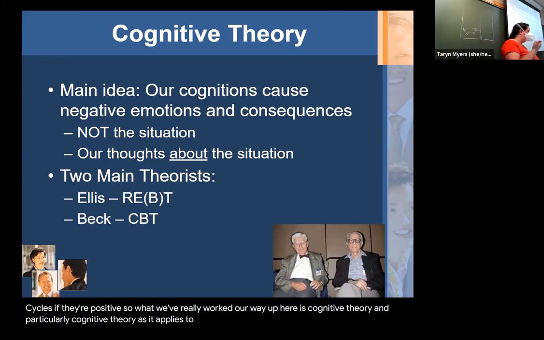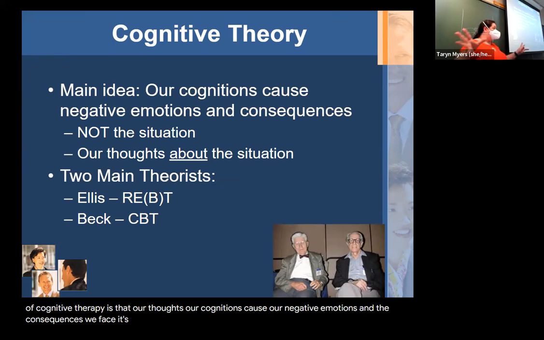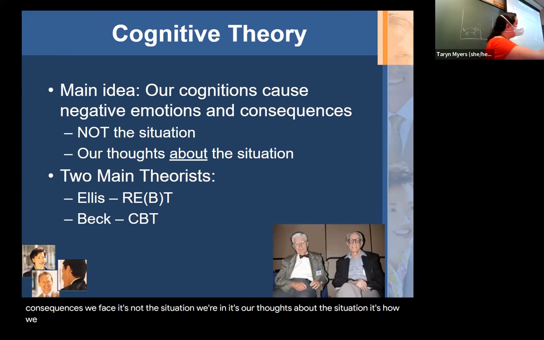So what we've really worked our way up to here is cognitive theory, and particularly cognitive theory as it applies to personality, psychopathology, and therapy. The main idea of cognitive therapy is that our thoughts, our cognitions, cause our negative emotions and the consequences we face. It's not the situation we're in, it's our thoughts about the situation. It's how we interpret the situation that leads us to feel one way or the other about it.